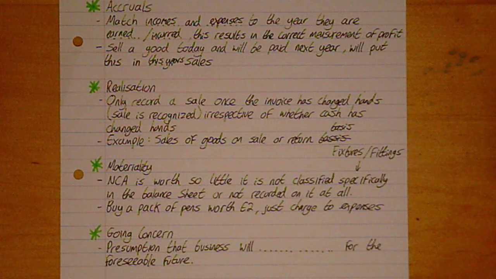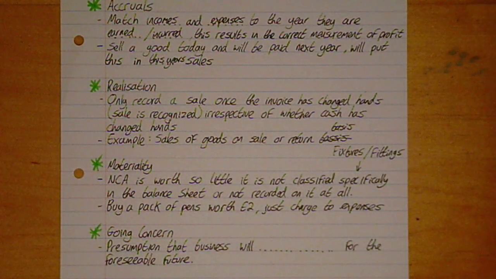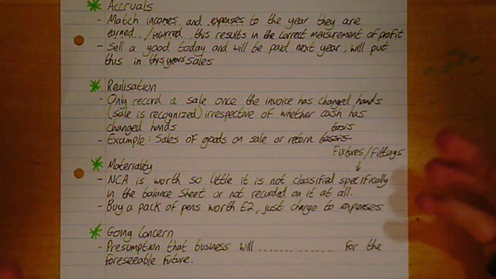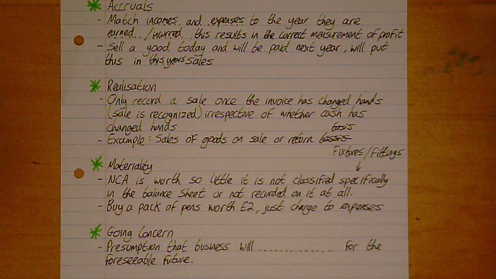And I'm not going to depreciate a pack of pens worth £2 using the 25% reducing balance method, am I? I'm just going to charge it to my expenses and get it out of the way. It's not really going to change profit. It's not that much of an asset. It's just a sundry expense, a general expense. So it's almost common sense materiality. It's not really an asset when it's just a pack of pens.